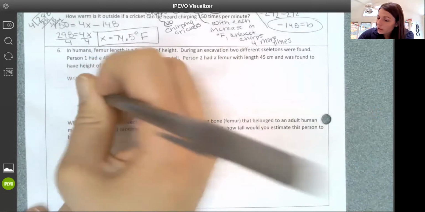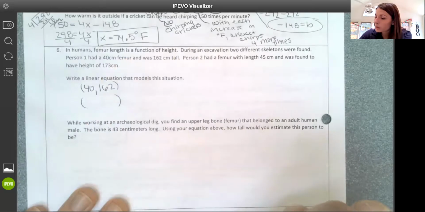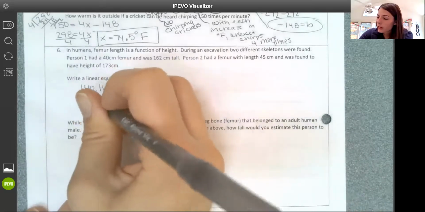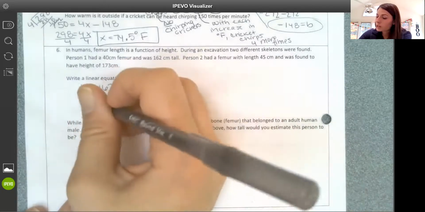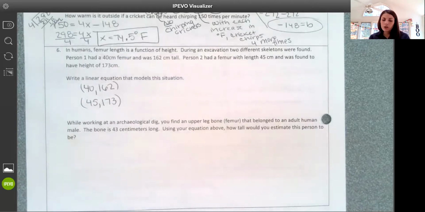So I'm going to have the length of the femur be x. When the femur length was 40 centimeters, the height was 162 centimeters tall. When the femur was 45 centimeters, the height was 173 centimeters tall. So now I want you to pause the video again. I'm going to continue on, okay, but pause it. You will get a fraction for your slope. It works out okay. And see if you can get the equation that models the situation.